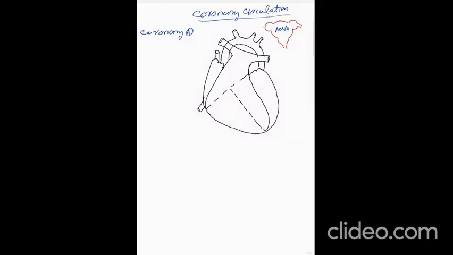Hello, in this video, I am going to tell you how to learn the coronary circulation easily. You know, the coronary arteries are those arteries which supply the heart. There are two coronary arteries, right and left, and we know these are the branches of the ascending aorta. Two coronary arteries, ascending aorta.